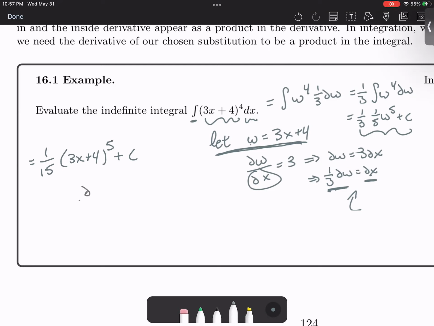in fact, let's go through this. If we differentiated 1/15 (3x + 4)^5 plus c, the 5 comes down, hits the 15, becomes a 1/3, times (3x + 4) to the 4th. And then by the chain rule, I need to multiply by the derivative of 3x + 4. That's the 3. Our 3's cancel. We're left with just (3x + 4)^4, which is what we wanted.